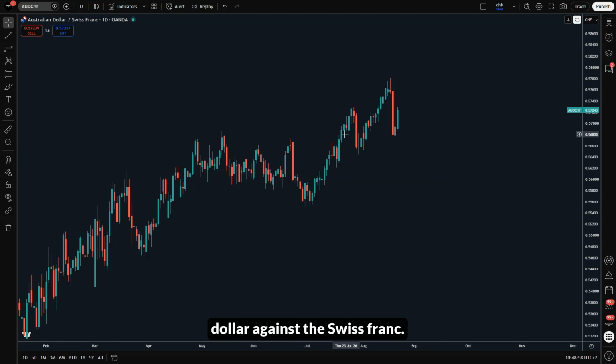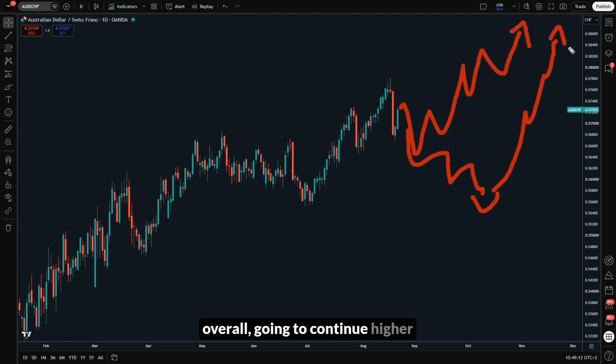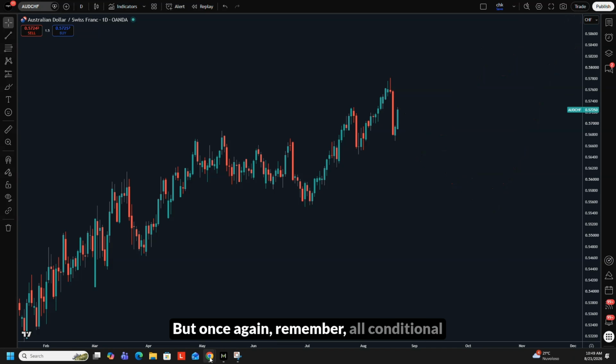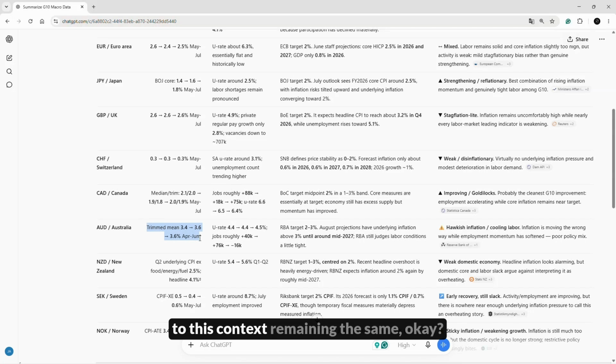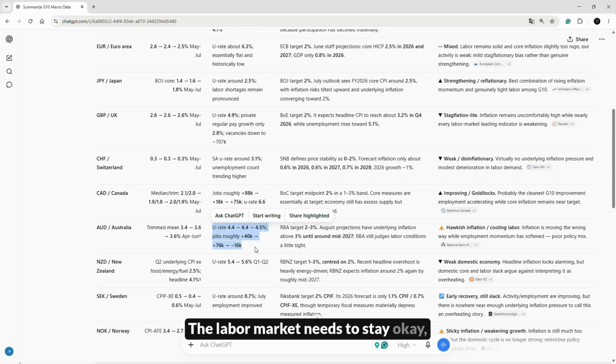Okay, so this is the Australian dollar against the Swiss franc. As long as the context remains hawkish for the RBA and dovish for the Swiss National Bank, this is going to continue gradually higher. There could be some pullbacks, but overall, going to continue higher. But once again, remember, all conditional to this context remaining the same. Okay, inflation in Australia needs to remain high. The labor market needs to stay okay. If it starts to collapse, triggering the Reserve Bank of Australia to pivot and maybe think about rate cuts, then the Australian dollar is not going to be in the bullish bucket anymore.